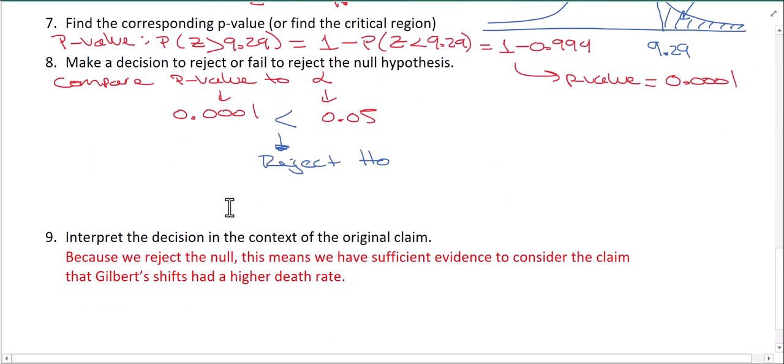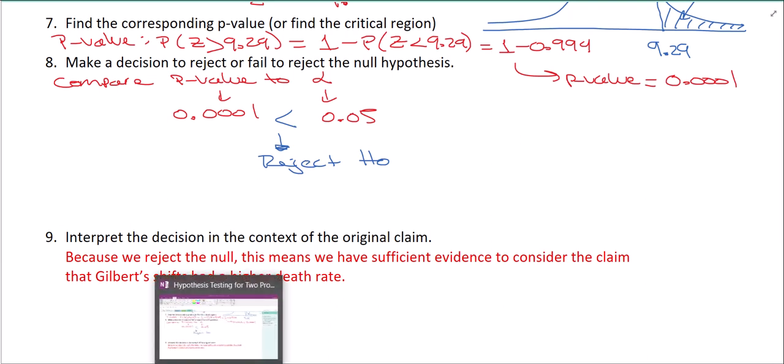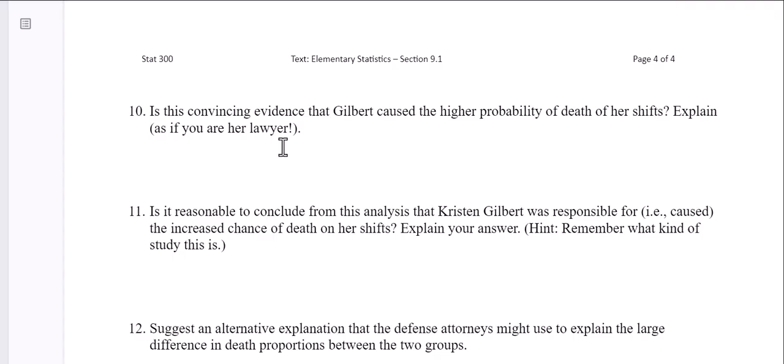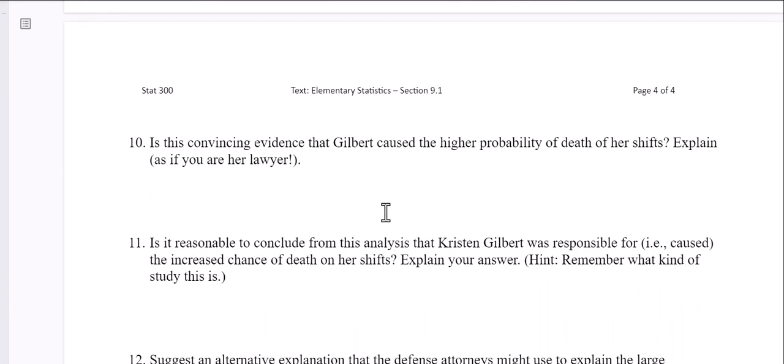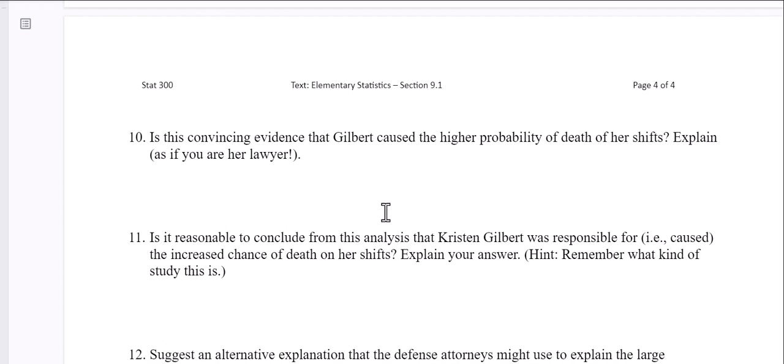All right, so that finishes up our hypothesis testing for this particular problem. Let's go back to the notes and finish up the rest of the questions. Now that our statistical analysis showed us evidence that the death rates for Gilbert's shifts are potentially higher, this part is asking: is this convincing evidence that Gilbert caused the higher probability of death in her shifts? Explain as if you are her attorney.